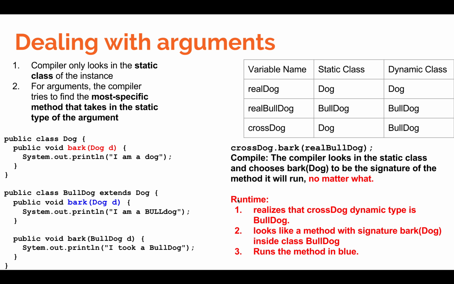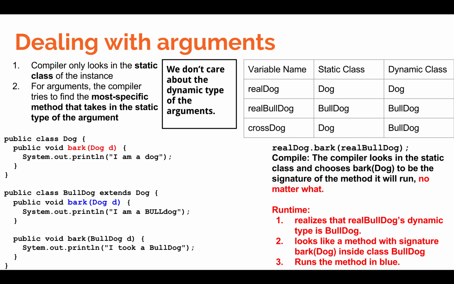No matter what, I need you to remember this: the compiler will select the type for you. If it doesn't find the same exact function signature in the dynamic class of the caller instance, in this case cross dog, it'll go back up to the superclass and run that one. Okay? I have two more points to make, and I'm going to have to move on in the interest of time, but I will take questions after. So stay around.